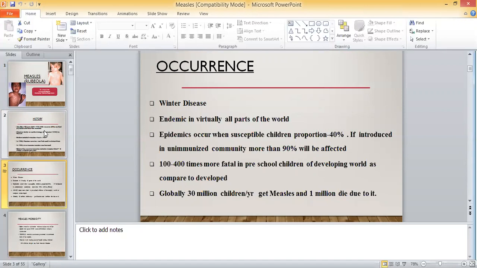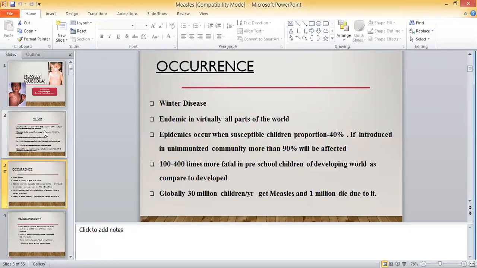Occurrence is in the winter season. Although it occurs most of the year, it's most common in the winter period, because most of the people or children live in crowded places, and there are a lot of chances that if one child is infected, he or she can transmit that virus to most of the children who come in touch with that child. There is a 90% chance that whenever an infected patient comes into contact with other children, the disease will be transmitted to 90% of the children.